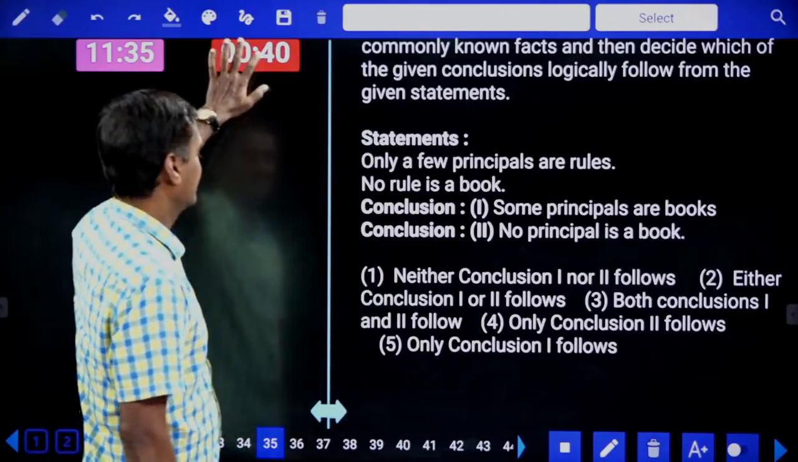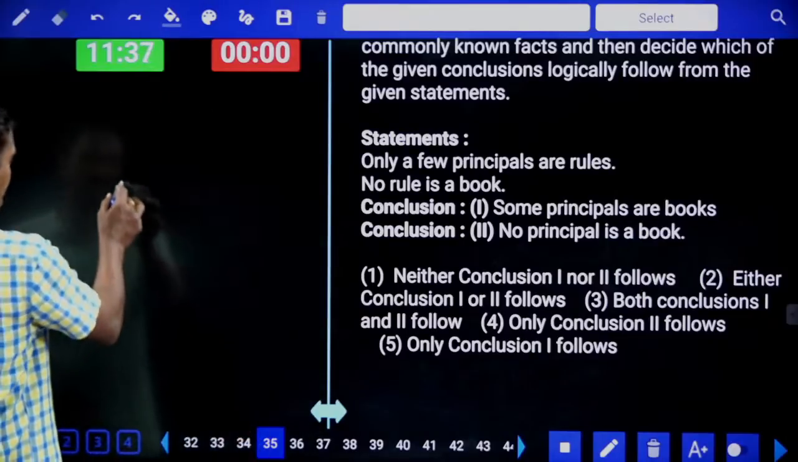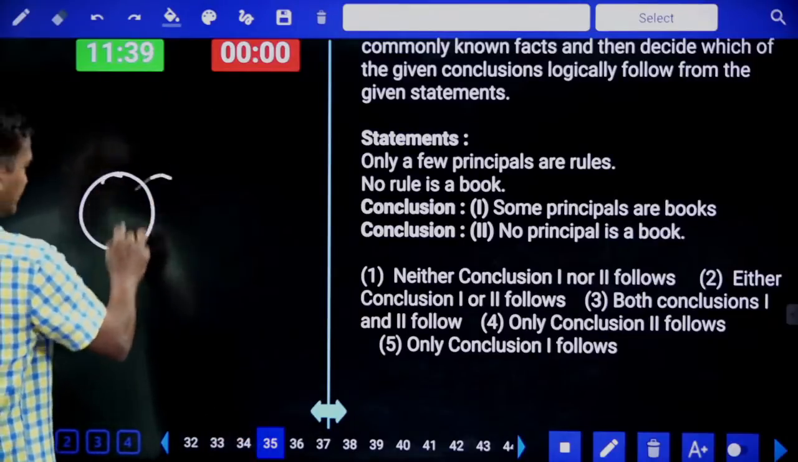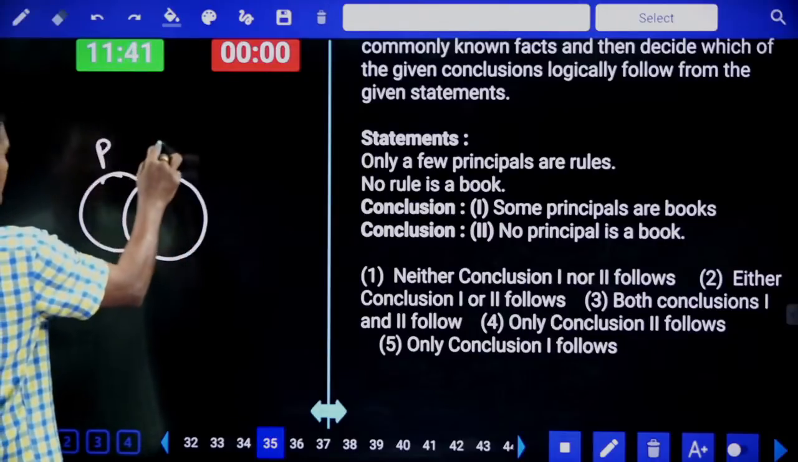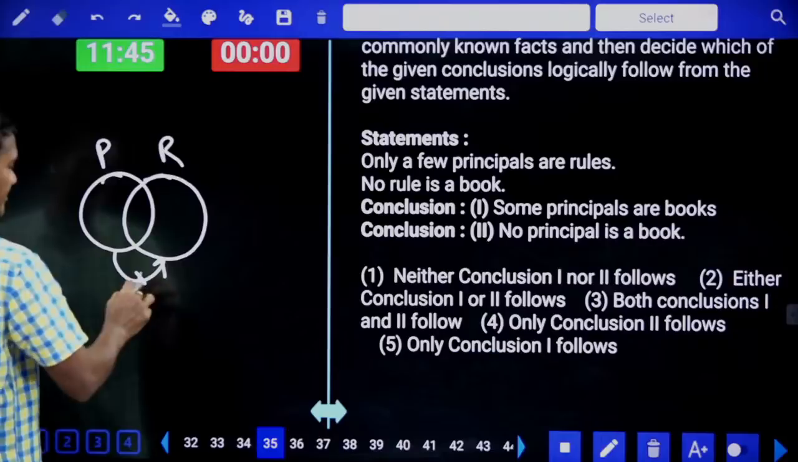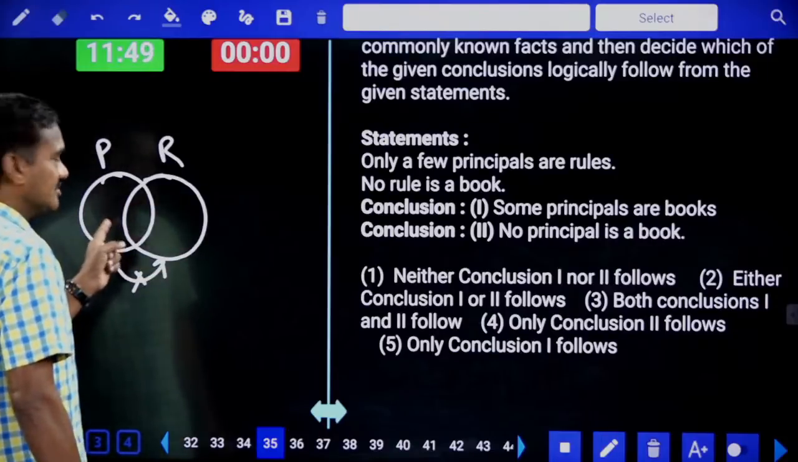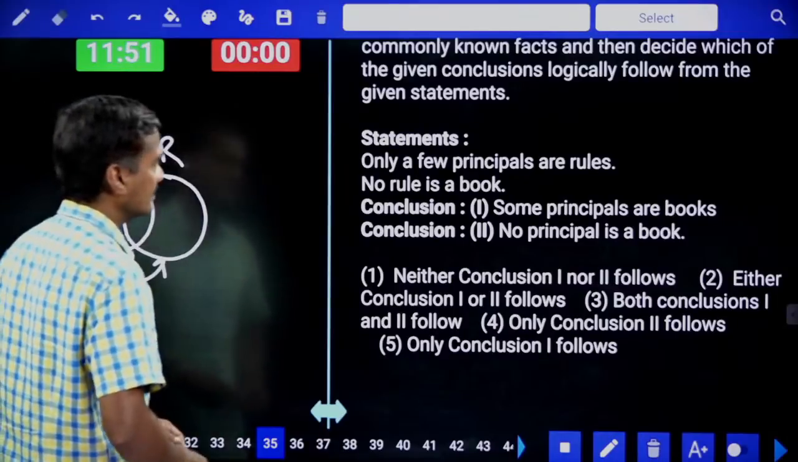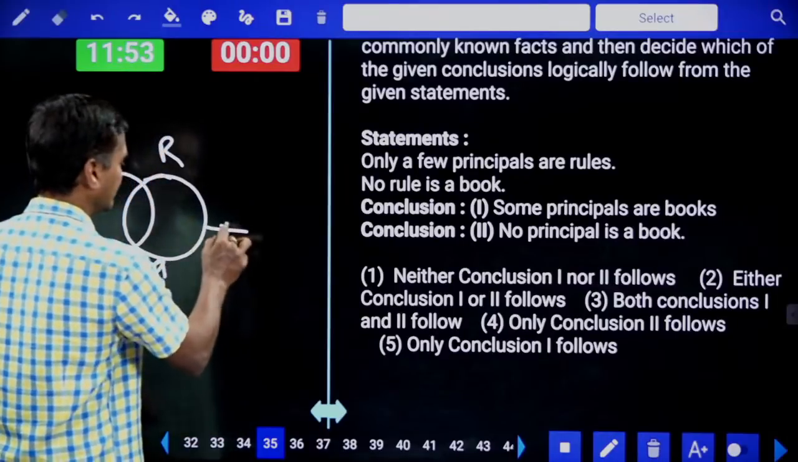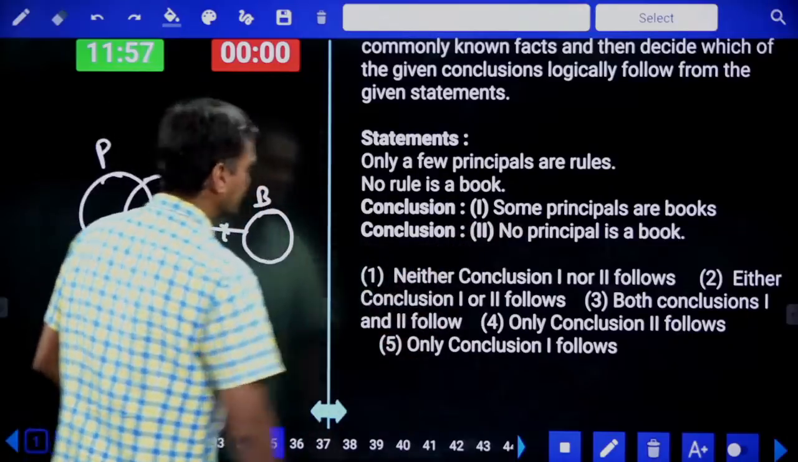Then question number 35. Now in this 35, only a few principles are rules, which means only a few principles are rules, but not all. All these principles cannot be a part of this rule. But the vice versa can be true. All rules can be principles, but all principles cannot be rules. And no rule is a book. No rule is a book means no intersection between rule and book. Then coming to the first one, some principles are books.